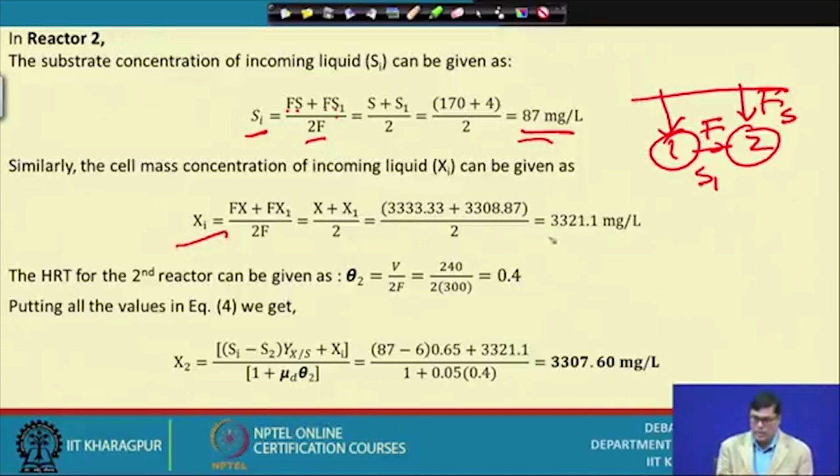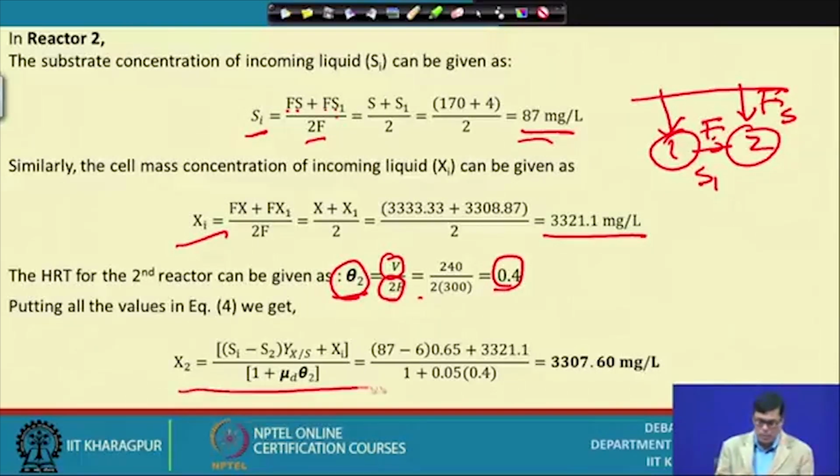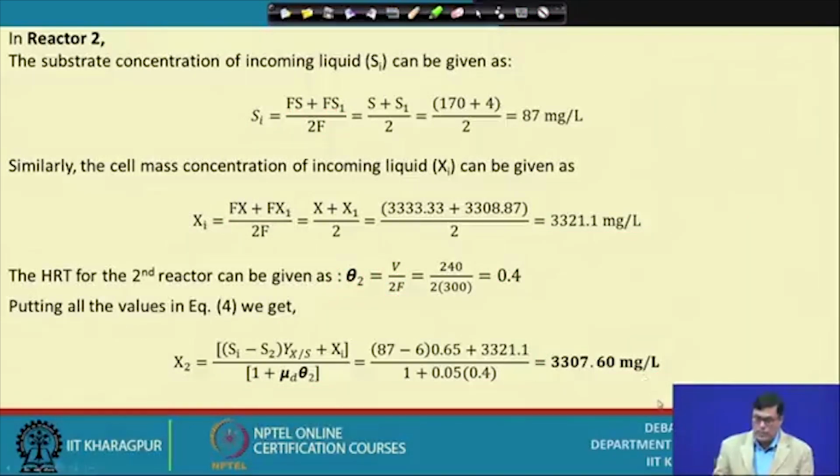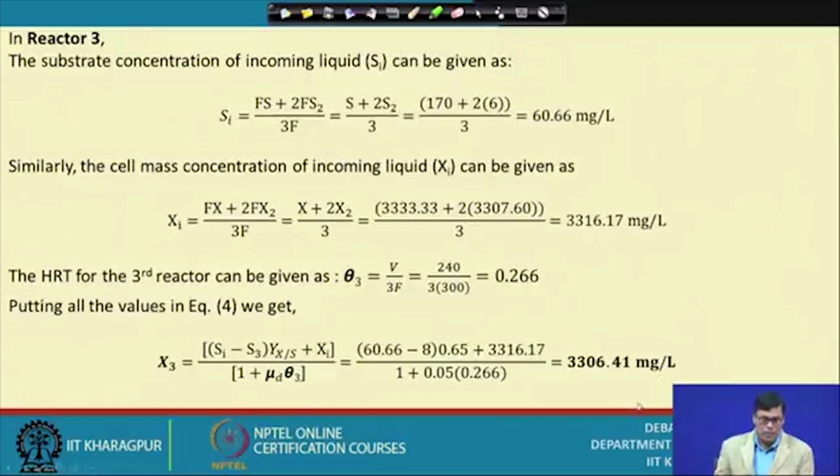Similarly, x i also we can calculate. Now, theta 2, the hydraulic detention time, is the volume of the reactor divided by the total flow rate, which is F plus F, that is 2F. So, we can find out 0.4. If you put this value in the equation, we can get the value of x2. Similarly, I can solve reactor 3 and reactor 4.